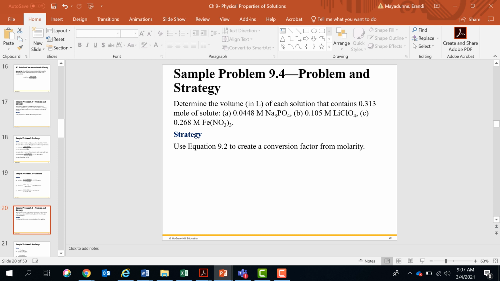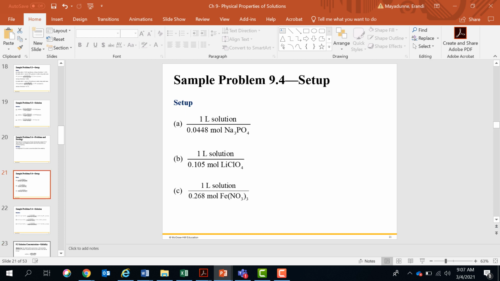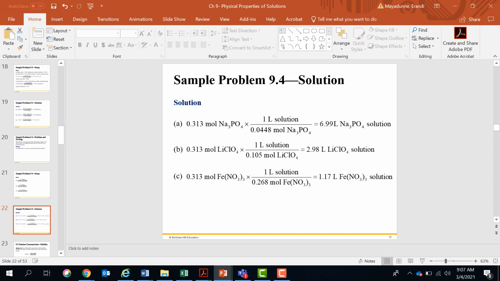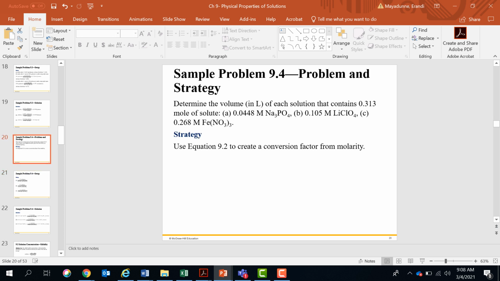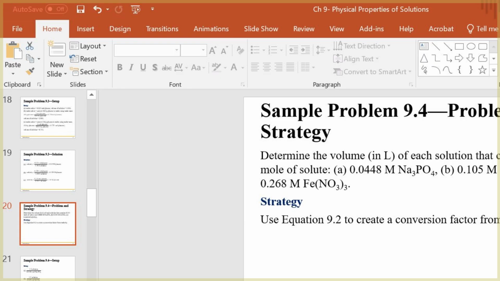So you go back. You see here, the number of moles. It always says one liter contains this many moles. Let me explain it again. In this way, it's easier. The number of moles is given here. So if I write here, the number of moles equals molarity times volume.